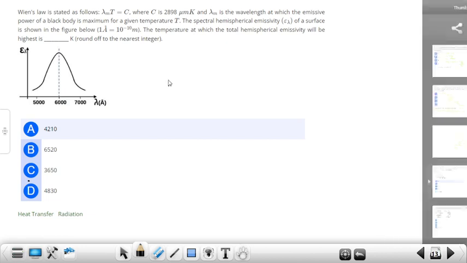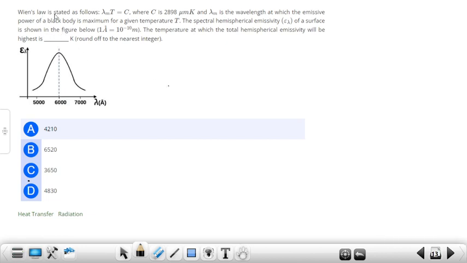Wien's law is stated as follows: lambda_m T is equal to C, where C is 2898 micrometer Kelvin, and lambda_m is the wavelength at which the emissive power of a black body is maximum for a given temperature T. The spectral emissivity epsilon lambda of a surface is shown in the figure, where 1 angstrom is 10 to the minus 10 meter. The temperature at which the total hemispherical emissivity will be highest is what, in Kelvin?